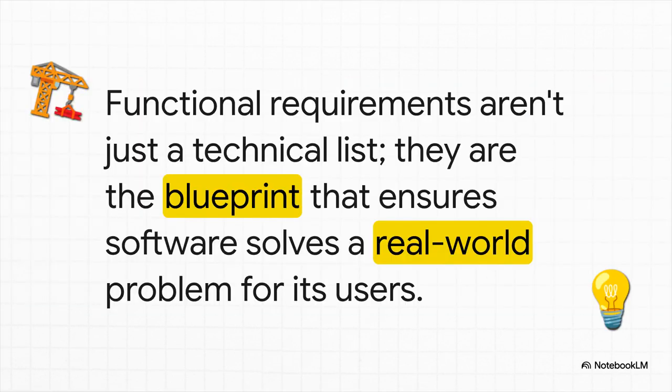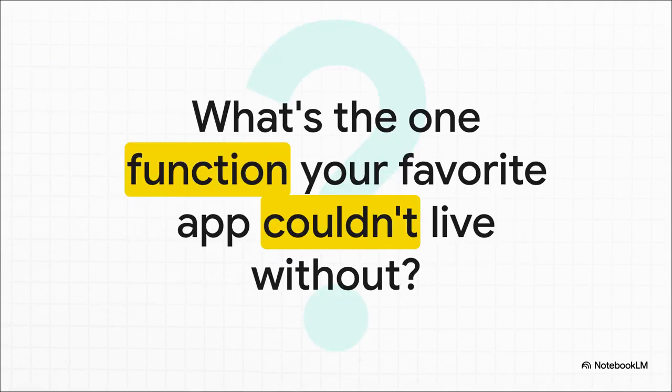So at the end of the day, functional requirements are so much more than just a technical to-do list for programmers. They are the actual blueprint for the entire project. They're the guarantee that what you're building is going to solve a real-world problem for a real person. And that's where their true power is. A blueprint for success. I love that. It says it all. So we want to leave you all with a question to think about. What's the one single function your favorite app just could not live without? Because you can bet that function, whatever it is, started its life as a simple, clear, functional requirement.